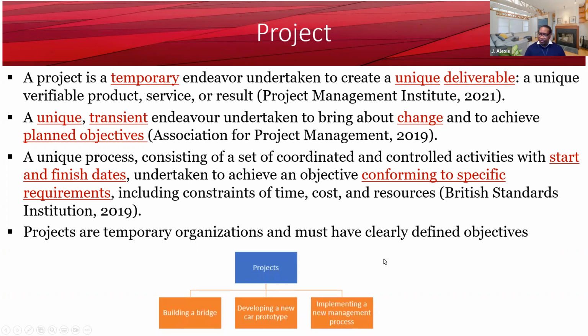Before we move to the next concept, I'd like to provide you some examples of projects. Building a bridge, developing a new car prototype, or implementing a new management process are all three examples of projects, because they have the key characteristics of the definitions we've seen. Can you provide some examples of projects, whether you Google it or draw from your work experience? You can start writing down some projects you'd like to work on as part of your training.